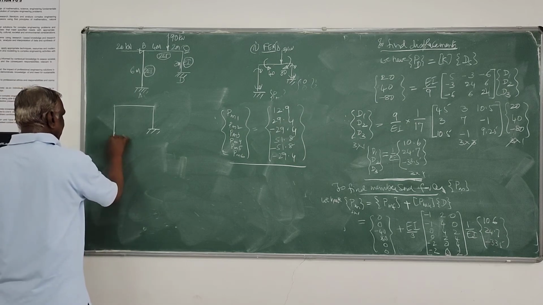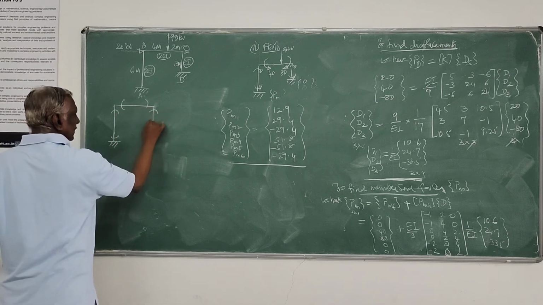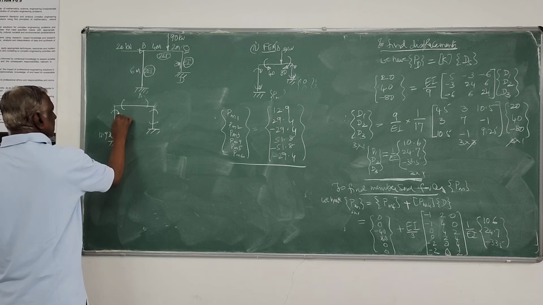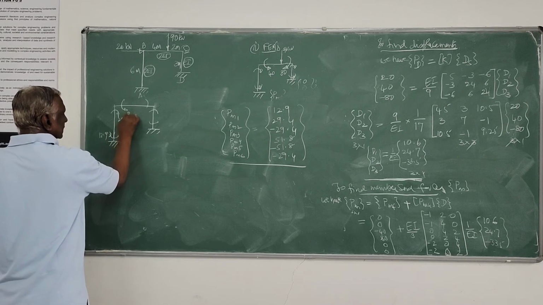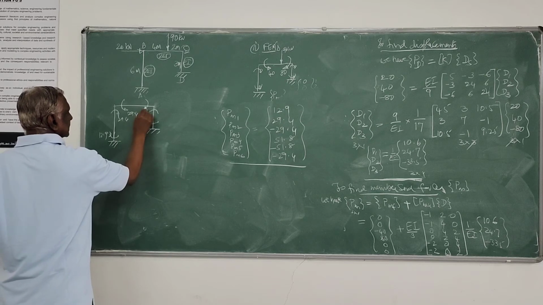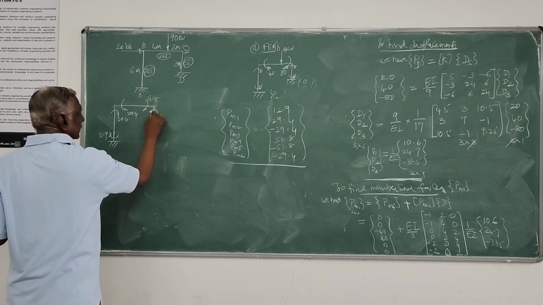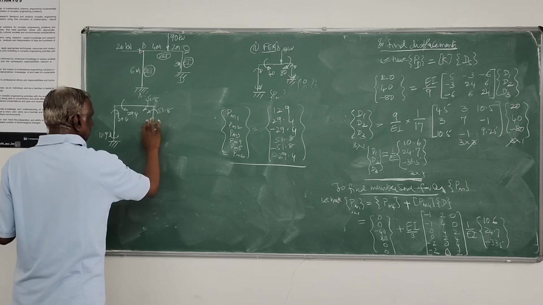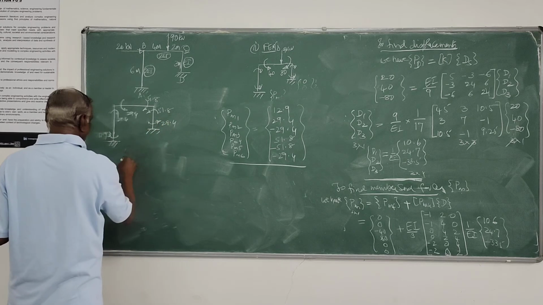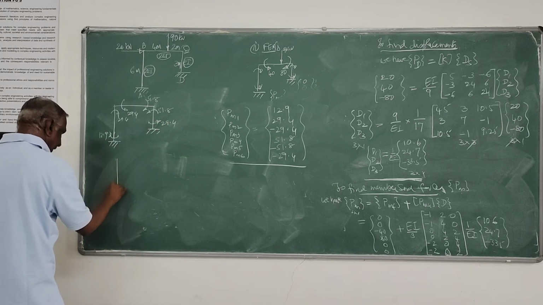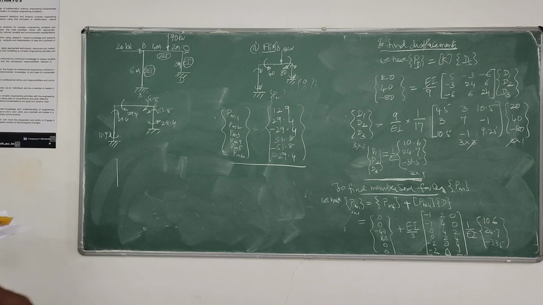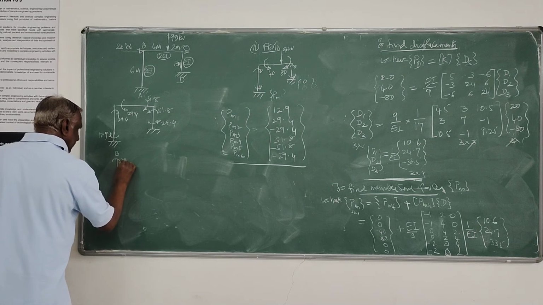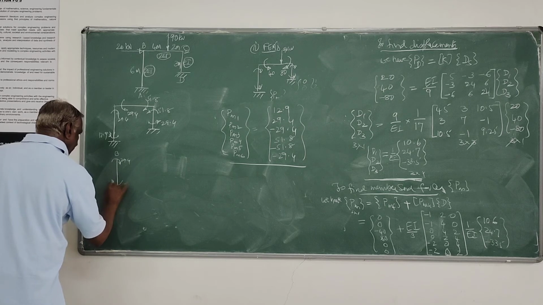Now for drawing the bending moment diagram, first let us mark all the moments computed. This is 12.9, this is 29.4, this is 29.4, this is 51.8, this is 51.8, this is 29.4. Now you can compute. First I will take this vertical column AB. Here end moments are 29.4 and 12.9.